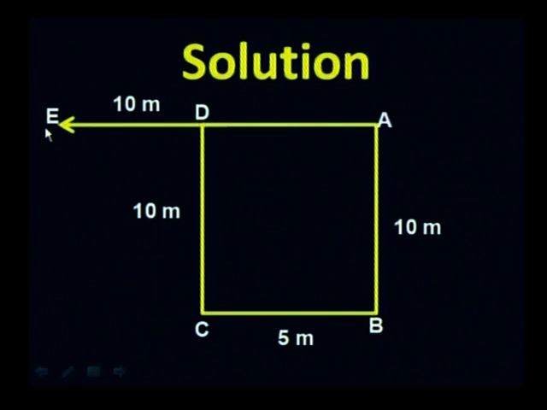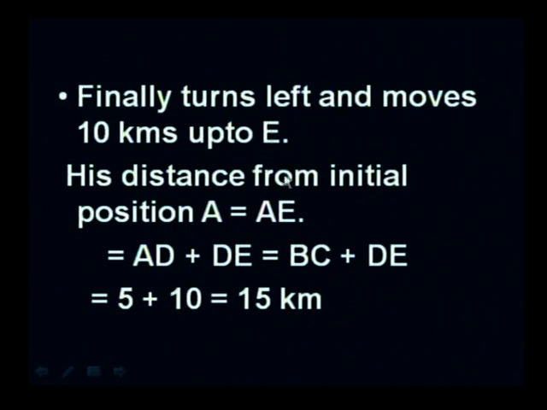So, how much is DE? DE is 10 kilometers. How much is AD? It is the same as BC. From the diagram we can identify that this looks like a rectangle. So, these two sides are equal, and these two sides would be equal. So, AD is going to be 5 kilometers again. That is what we are writing: AD plus DE is the same as BC plus DE, that is 5 plus 10, 15 kilometers. So, this is how far he is going to travel to reach his home.